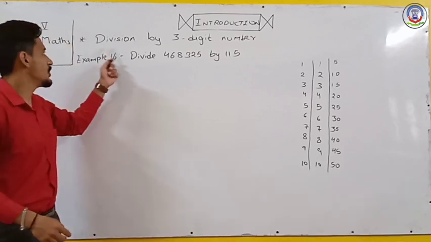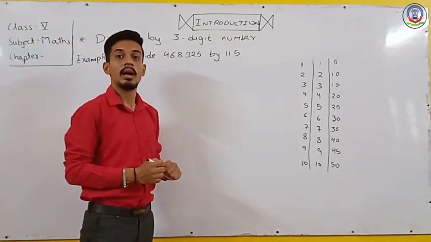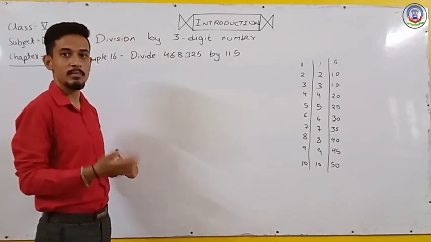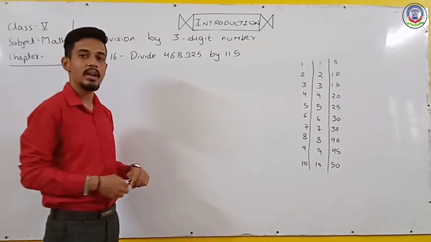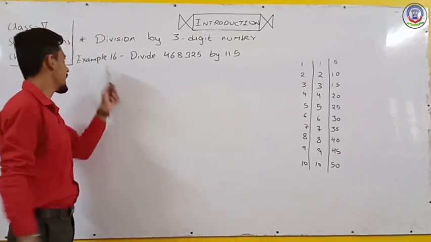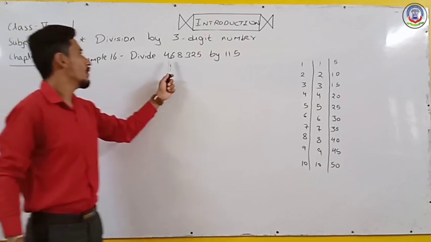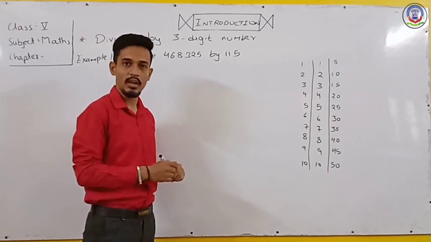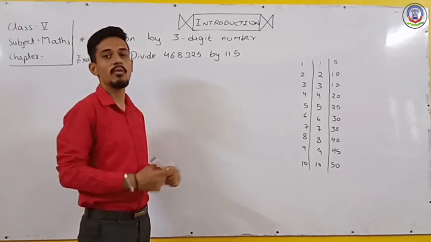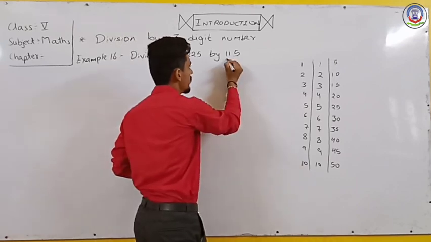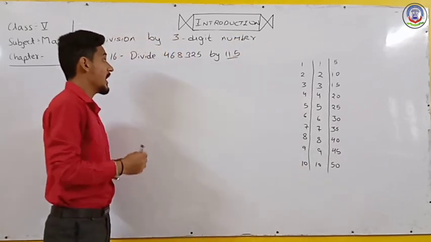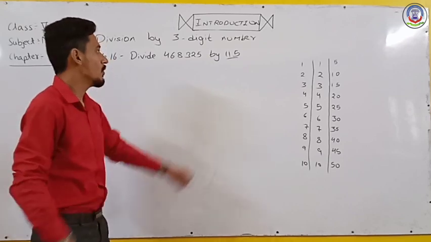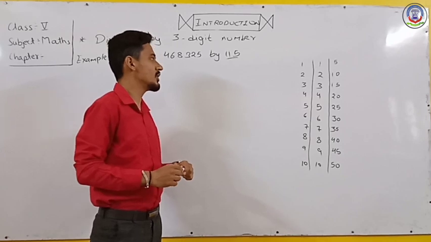Now division by a 3-digit number. अब हम क्या सीख रहे हैं, डिवीजन 3-digit number से. In the previous lecture we learned about 2-digit numbers, now we learn 3-digit numbers. So the example is, divide 4,68,325 by 115. अब हम लोग को क्या नंबर दिया गया है इधर, 115. It is a 3-digit number. As we saw yesterday the table of 2-digit numbers, now we learn how to do it for a 3-digit number.